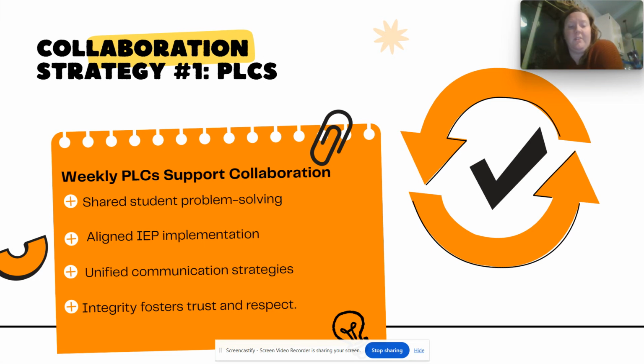It also helps unify communication strategies, and the integrity fosters trust and respect.